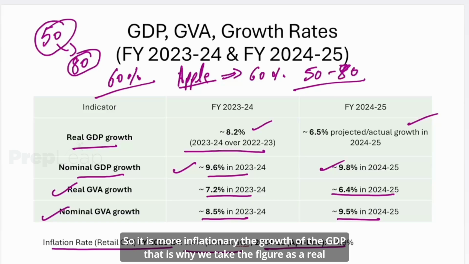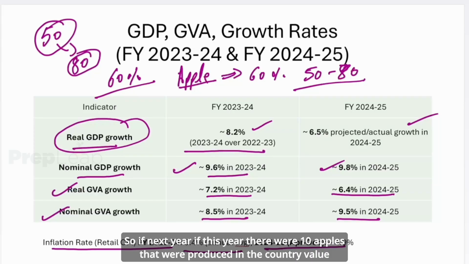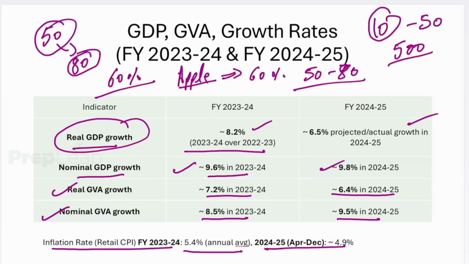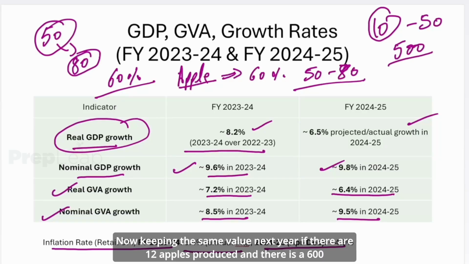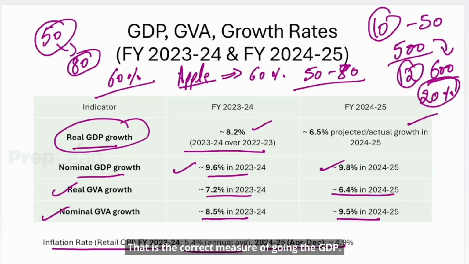That is why we take the figure as real GDP growth, which is adjusted. So if this year there were 10 apples produced in the country, valued at 50 each, 500 was the value of the GDP. Now, keeping the same value, next year if there are 12 apples produced and there is 600 worth of apples, then we will say there is a 20% jump in the GDP. That is the correct measure of knowing the GDP.